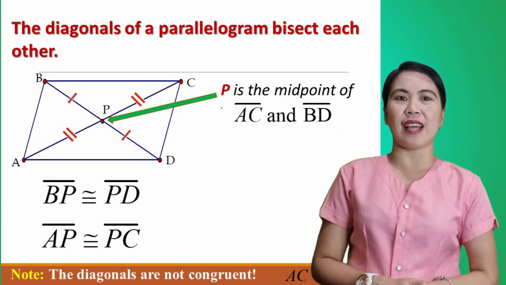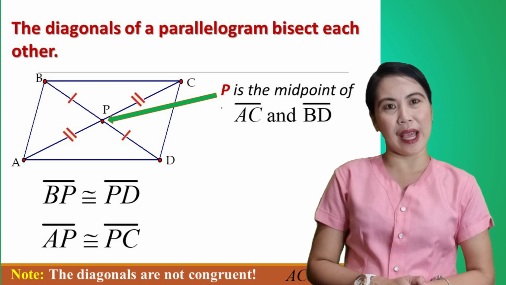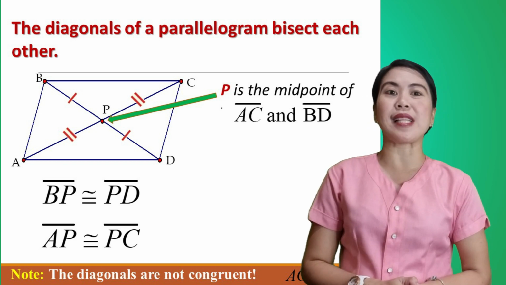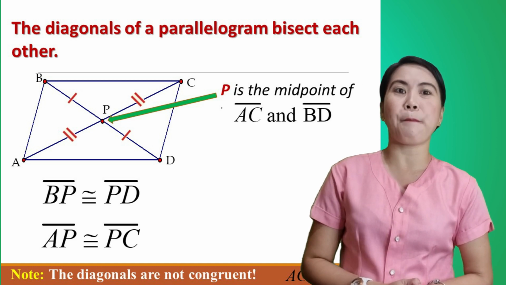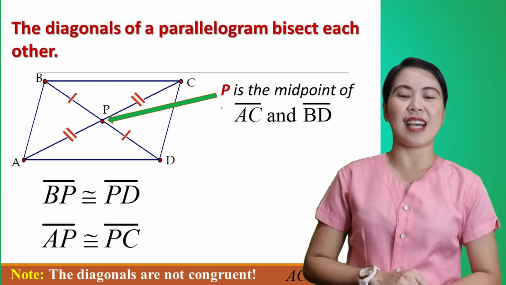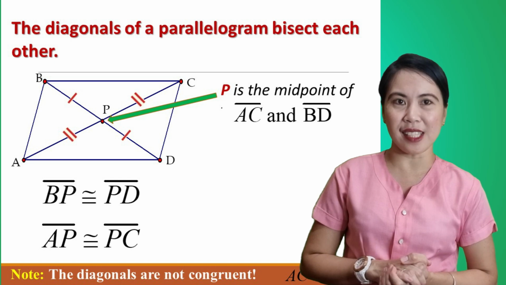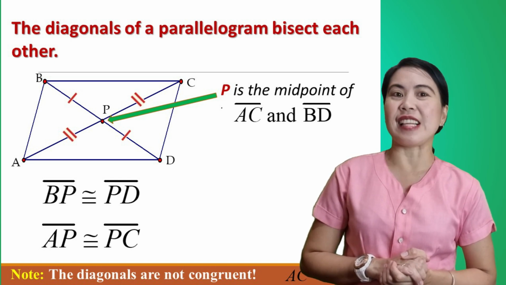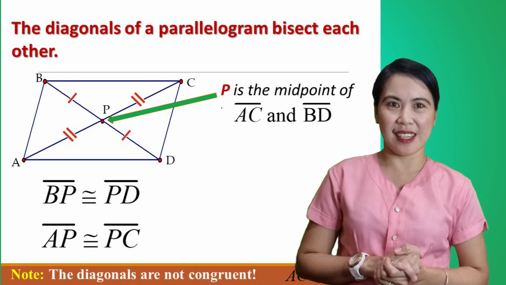Therefore, we can say that segment BP is congruent to segment PD. The other one, segment AP, is congruent to segment PC. But take note, class, the diagonals of a parallelogram are not congruent. Therefore, AC is not congruent to BD.